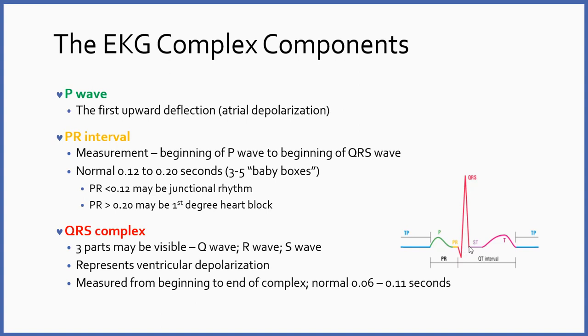Now, the QRS, we move impulses through the ventricle pretty quickly, and so it should be less than 0.12 seconds. That's less than 3 baby boxes. So usually you see it somewhere between 0.06 up to 0.11. Now, if the QRS measures 0.12 or greater, it can be some sort of a heart block in the ventricles. But you need to have a 12-lead EKG to figure out exactly where the problem is.